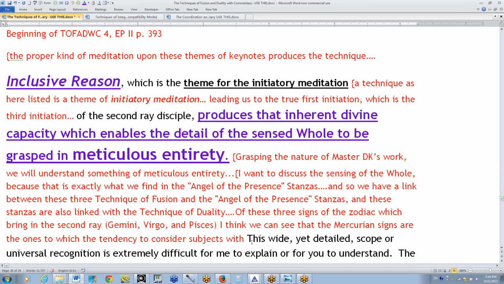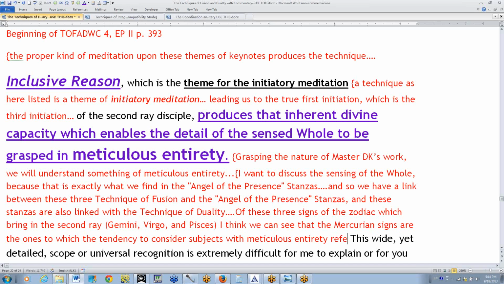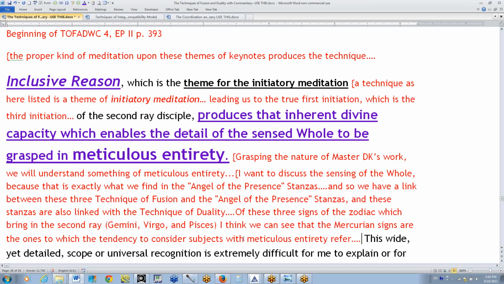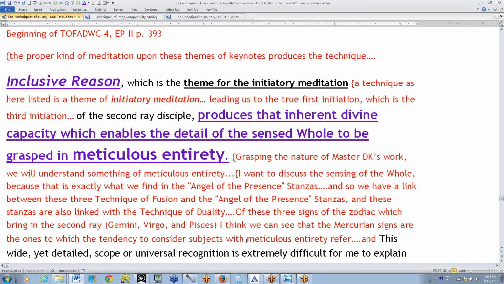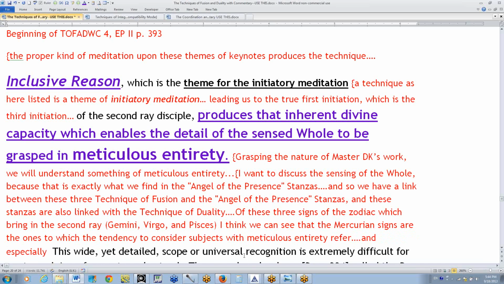I think we can see that the Mercurian signs are the ones to which the tendency to consider subjects with meticulous entirety refer. Well, it's a little twisted sentence, sorry for that. But anyway, and especially Virgo.